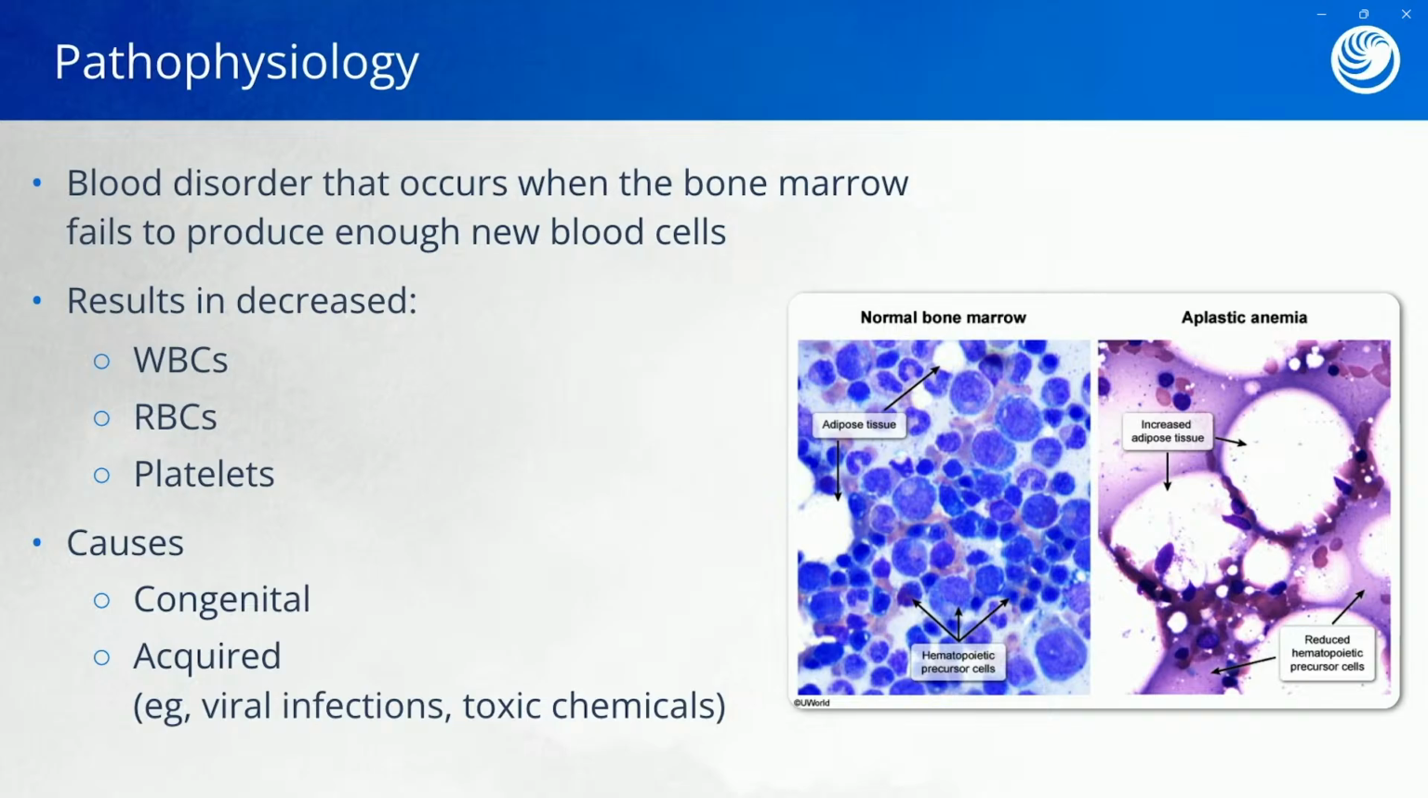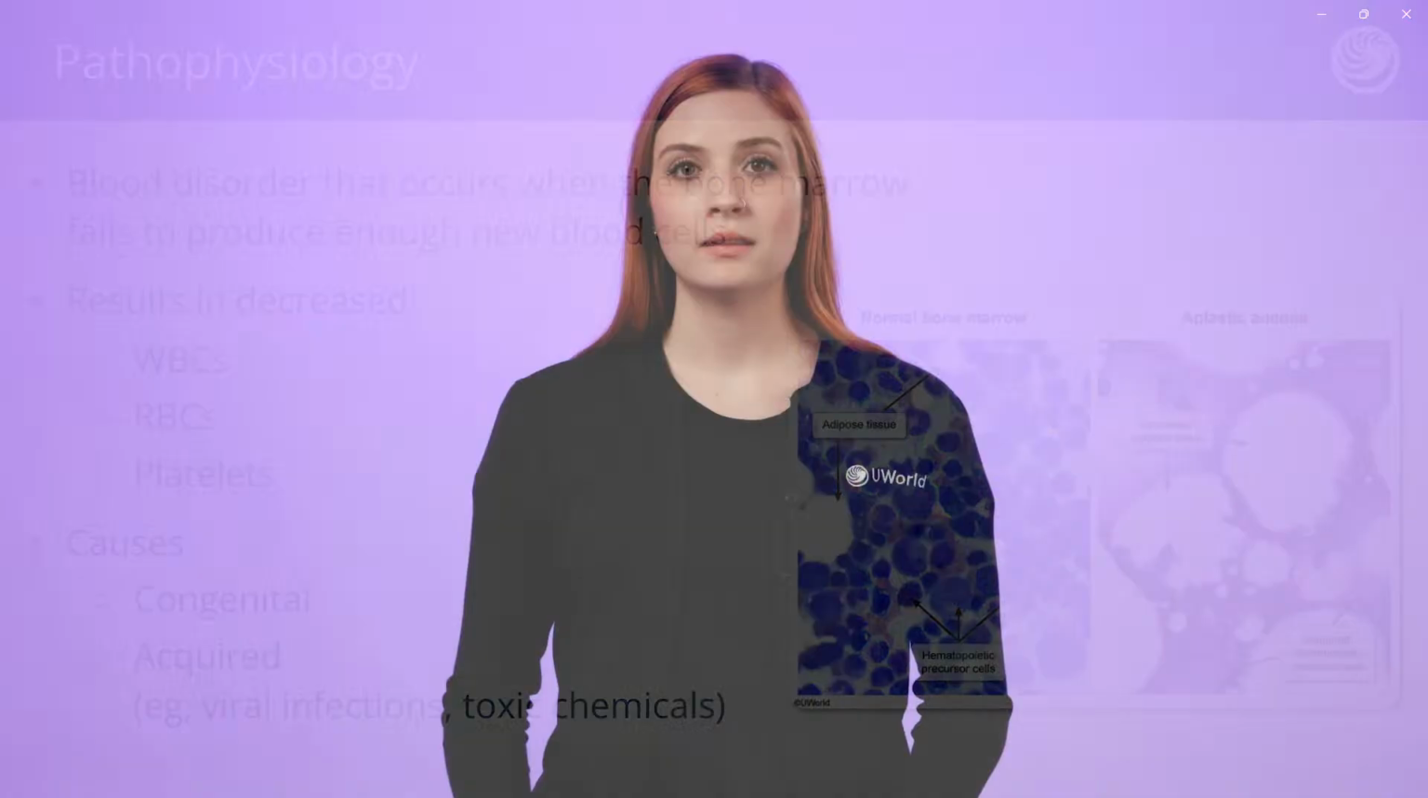Let's look at the image to see the difference between normal bone marrow and bone marrow with aplastic anemia. In normal bone marrow, there are very small amounts of adipose tissue, and there are lots and lots of stem cells. These are going to eventually become our white blood cells, red blood cells, and platelets. But in aplastic anemia, you can see there is lots and lots of adipose tissue and a drastically reduced number of these stem cells. If there's not enough of these stem cells, they're just not going to create enough cells later on. Like I said, aplastic anemia is going to cause a decrease in our red blood cells, our white blood cells, and our platelets.